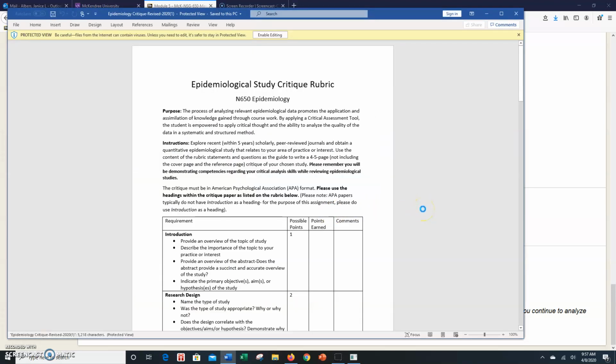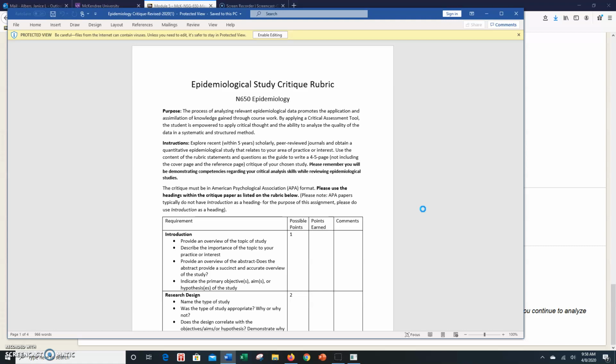So when we're diving into the critique itself, the process is really to analyze an epidemiological study and look at how to use what we've gained so far in the course and apply that in your critical analysis skills. The rubric is basically step by step what you're going to do as you analyze an article. So this is a learning exercise as well. So really follow the rubric and it will help solidify that thought process.